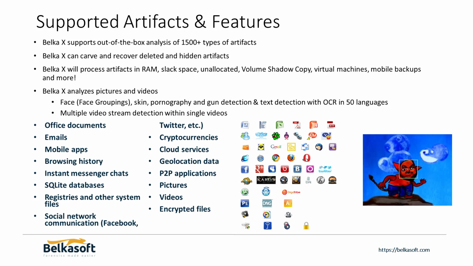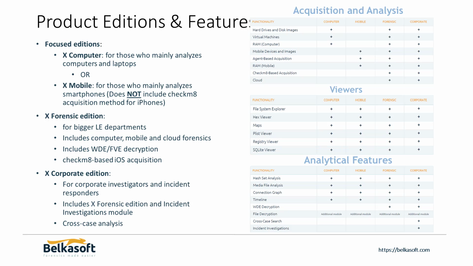Finally, we have gun detection and text detection. The text detection utilizes OCR in over 50 different languages. So this is a really nice feature. If you run this OCR, it will pull all text out of the pictures, and you'll be able to search through the global search function for text that was pulled out of pictures.